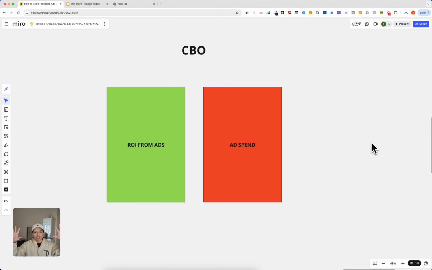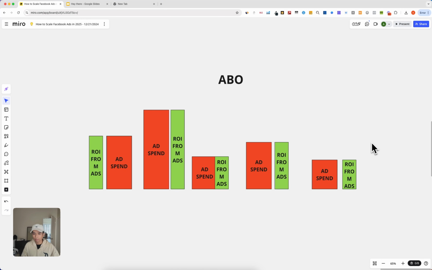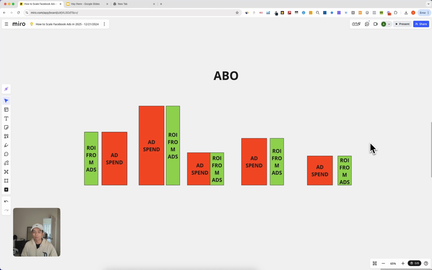Now, contrast this with a typical ABO setup, okay? We're gonna look at an ABO setup, okay? In an ABO setup, you have multiple budgets, right? Multiple pockets of ad spend, each generating their own ROI, right? Now, if I were to ask you, let's say you increase the spend, where do I start? Where do I start? Do I start here? Do I scale these ones up because they're lower and I can increase because the ROAS is higher? Or do I start here because it's the biggest one, right?